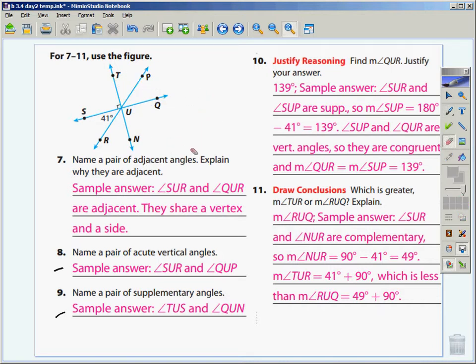Anybody else want to check something that they had? Number 9. QUP and PUS. Those two angles do, in fact, form a straight line. So they do have to add up to what? 180 degrees. So they would be supplementary.